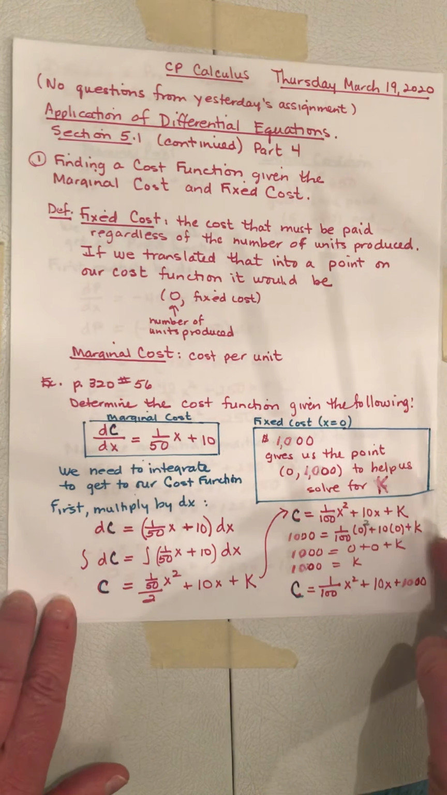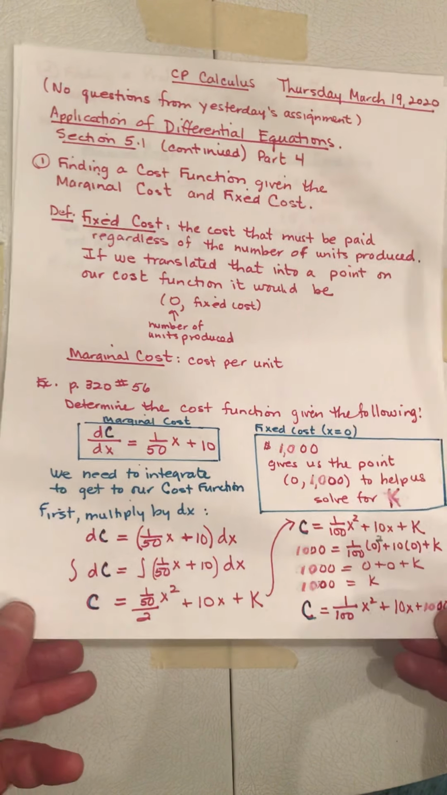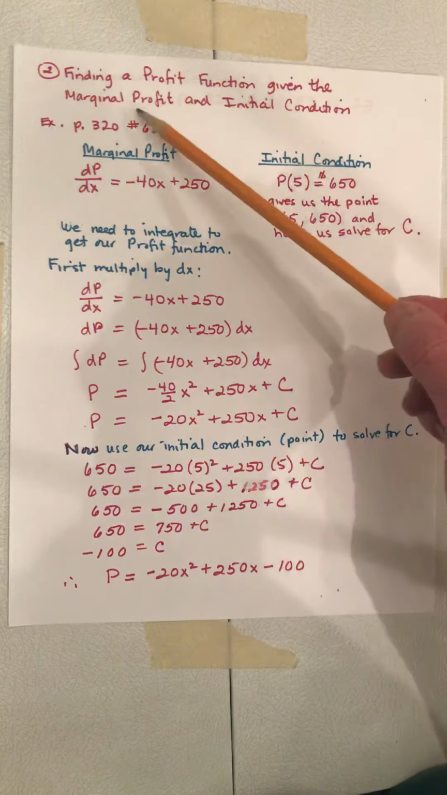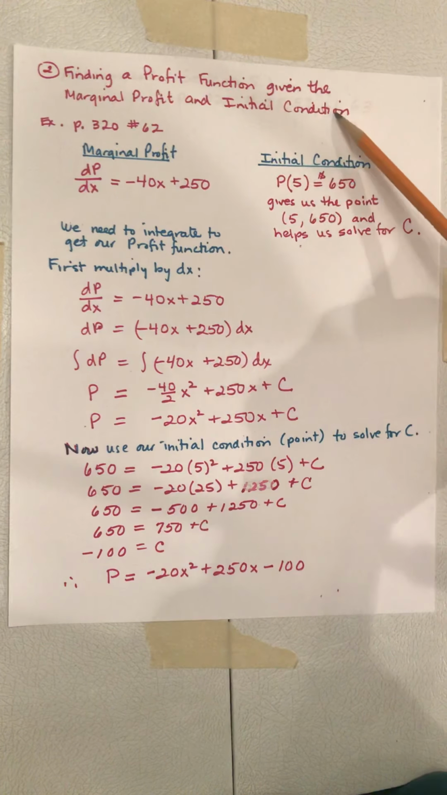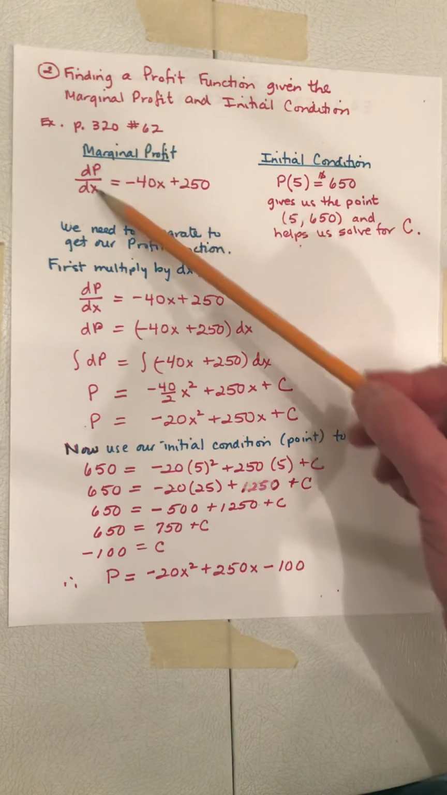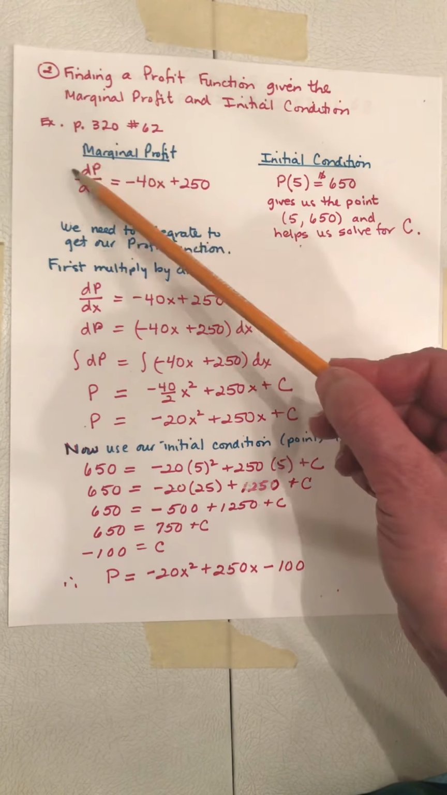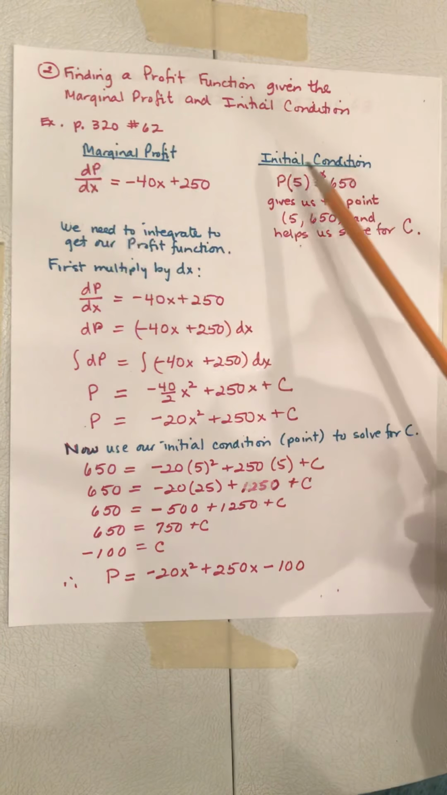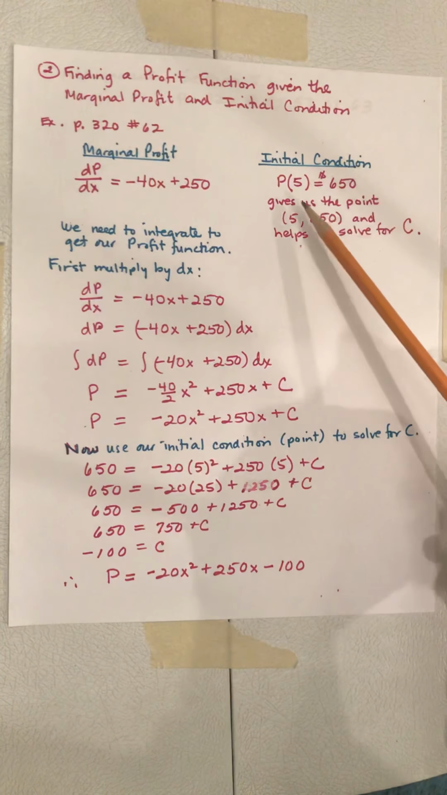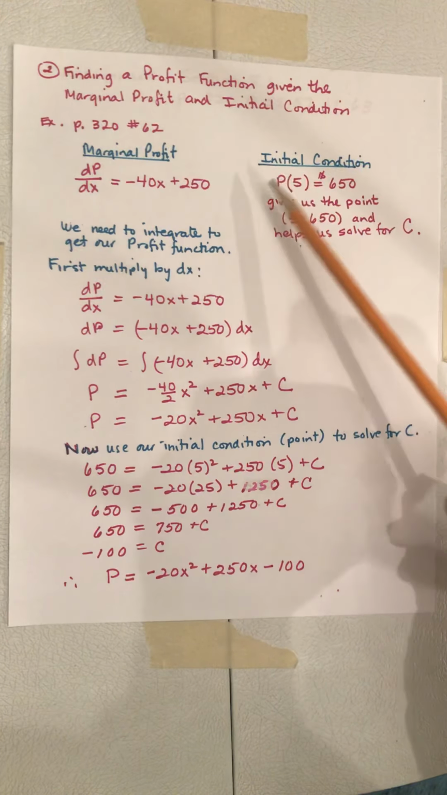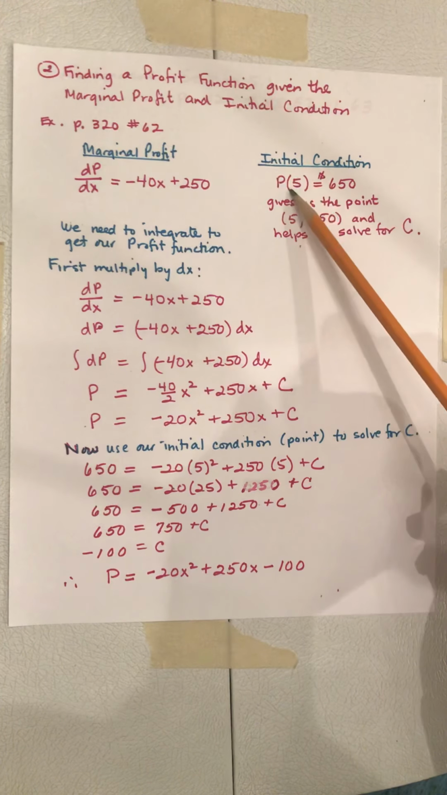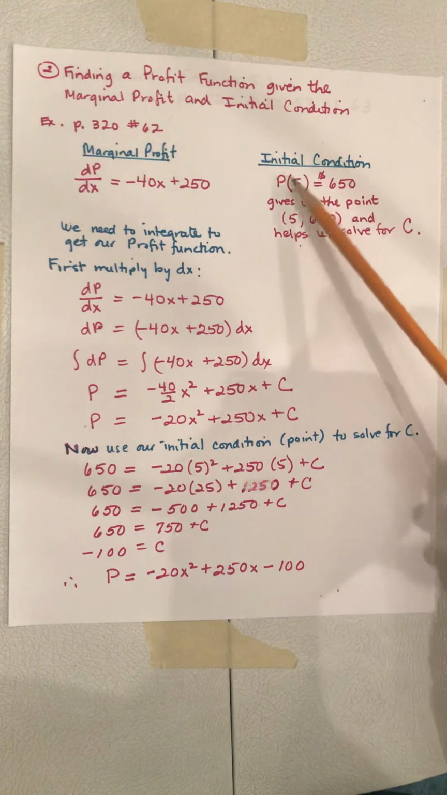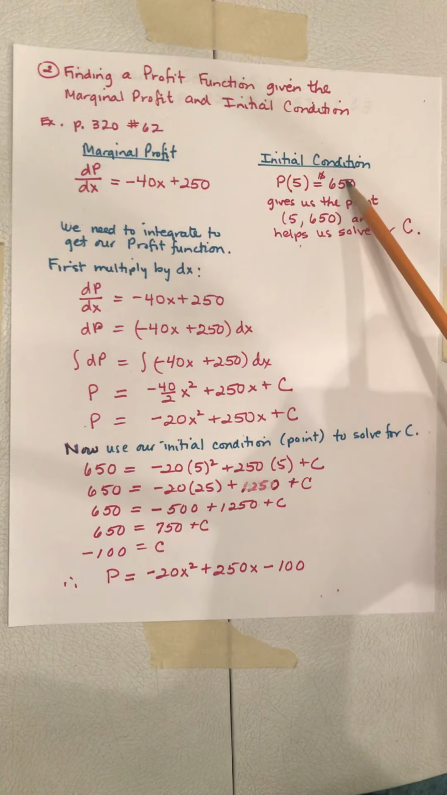I've got 2 problems for you to do like this in homework. And then one more sort of similar problem, finding a profit function given the marginal profit and the initial condition. So the marginal profit, again, is a rate of change. It's the rate of change of profit with respect to the number of units produced. Our initial condition is given as P of 5, that's the profit of producing 5 units is equal to $650. So they're giving us 1 point on our curve to help us find C.